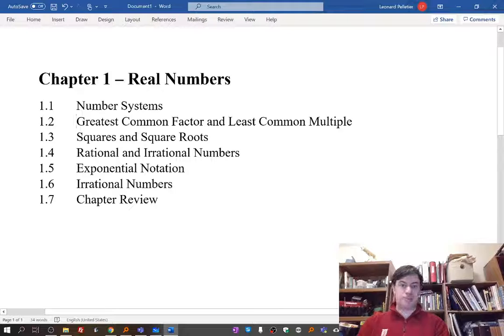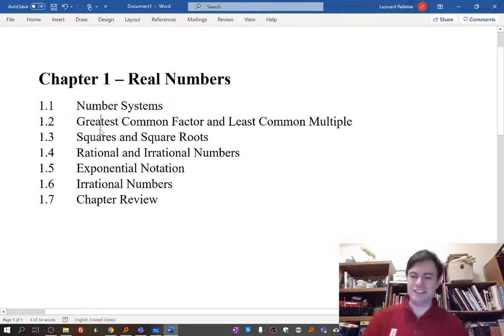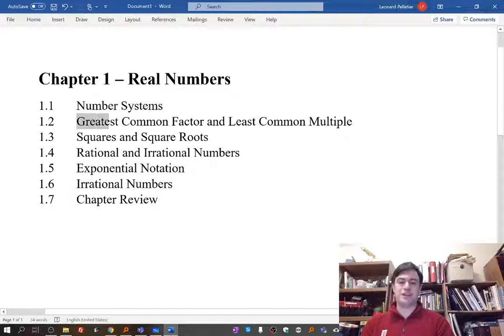Another topic that's going to be a bit of review is going to be greatest common factor and least common multiple. This is a surprisingly large amount of work to do in this set of questions. And one of the reasons is because something like greatest common factor is going to be one of the most important things in our whole course, not just this unit.